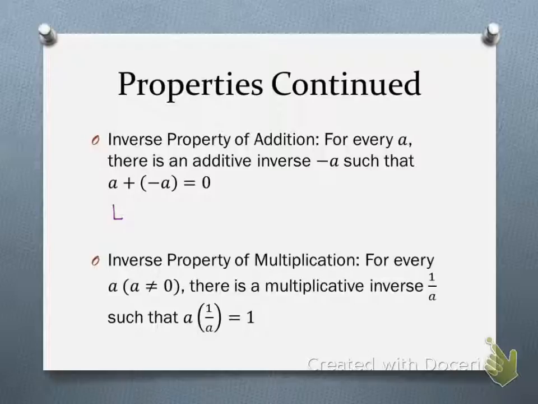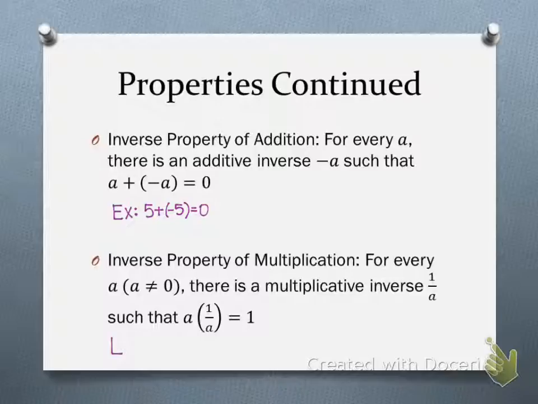So you want them to have the same distance away from 0 so that when you add them together, it equals 0. So if I look at an example, if we have 5 plus its additive inverse, negative 5, it would give me 0 because we're starting with 5, we're taking 5 away, and we'd be back at 0.